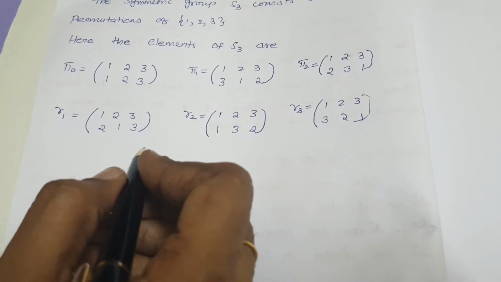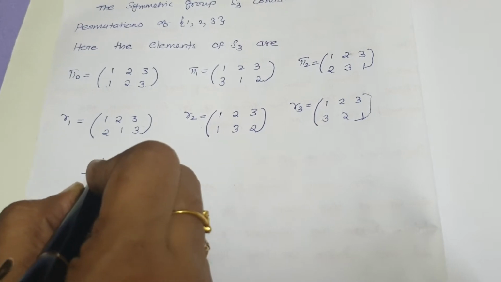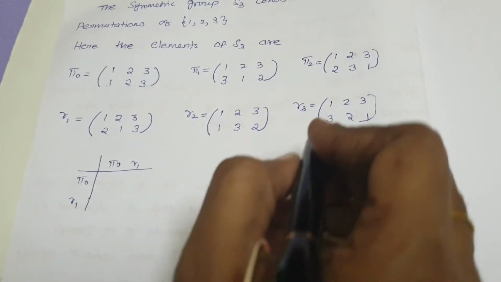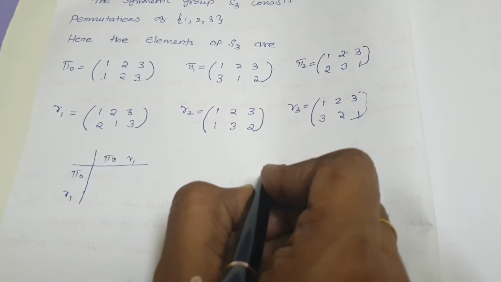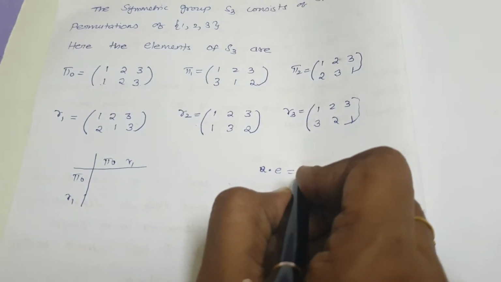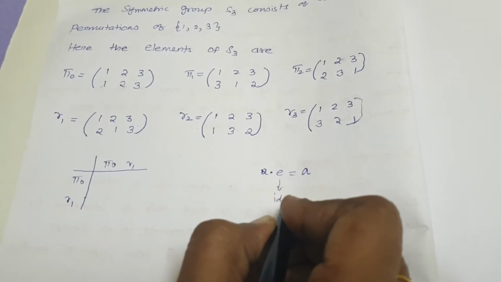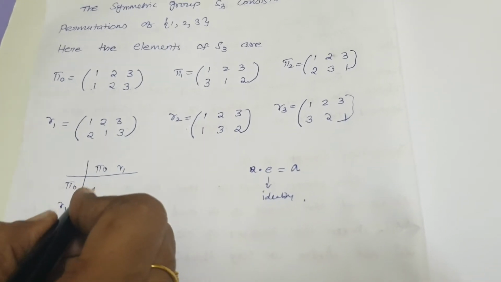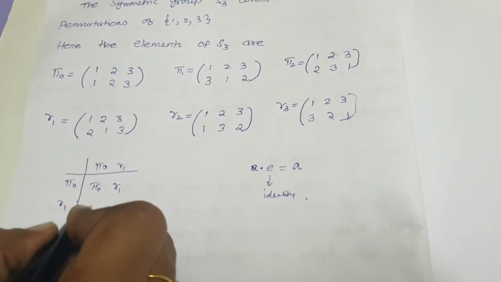So next you find out the subgroups of S3. First I consider pi naught and R1. You already know the theorem statement that when you multiply any element with the identity element, you get A into E equal to A, where E is the identity element. Similarly here pi naught is your identity element, so pi naught into pi naught is equal to pi naught. Pi naught into R1, answer is R1.